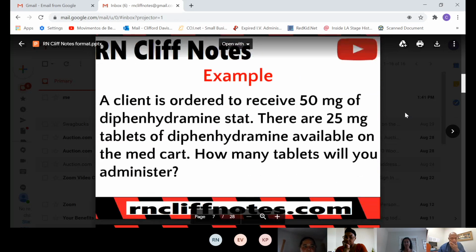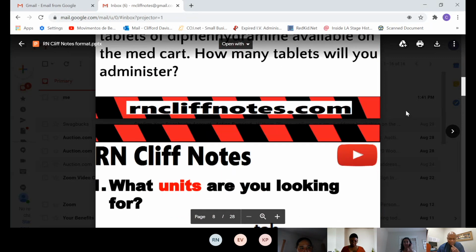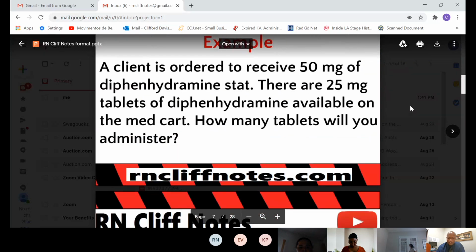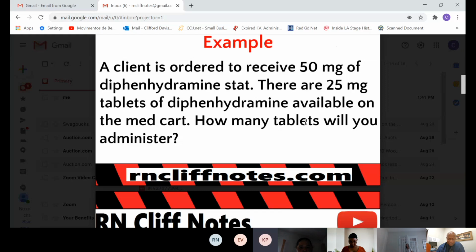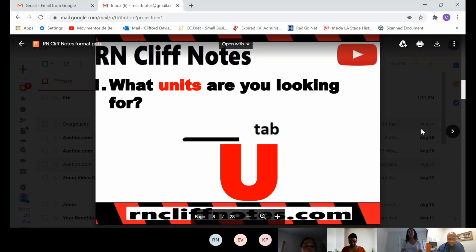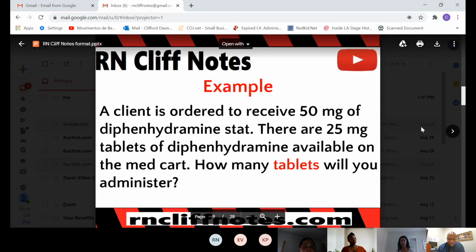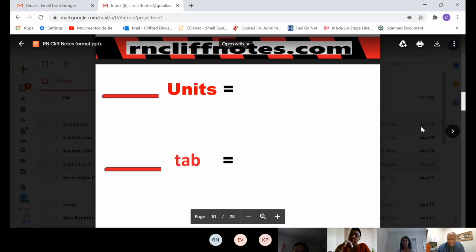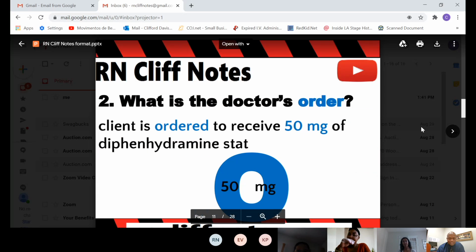All right. So here's our problem that we were dealing with. And the first question is, right, what units are you looking for in that problem? And we see that we were looking for what? Tablets. We're looking for tablets there. Okay. So that's our U. Okay, the next part. In that same sample, after tablets, what is the doctor's order? So the doctor, right, the client is ordered to receive 50 milligrams of that stat.